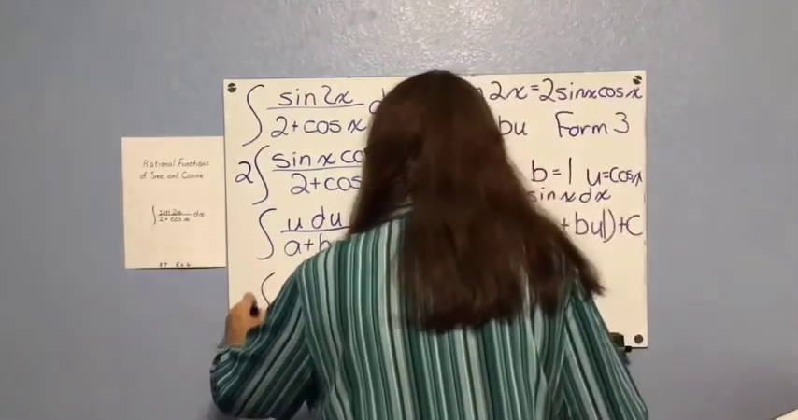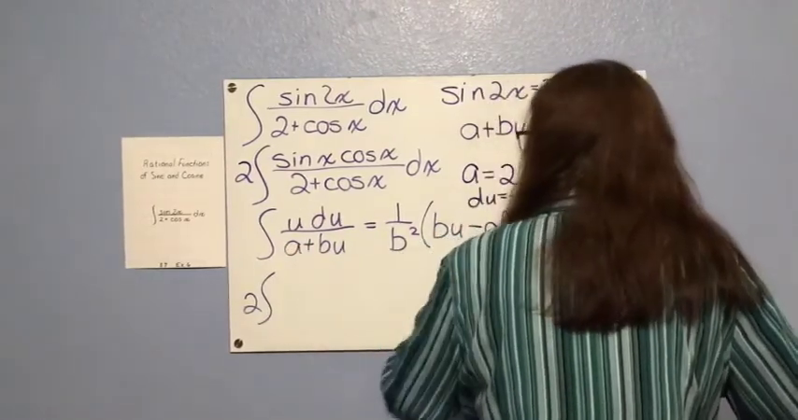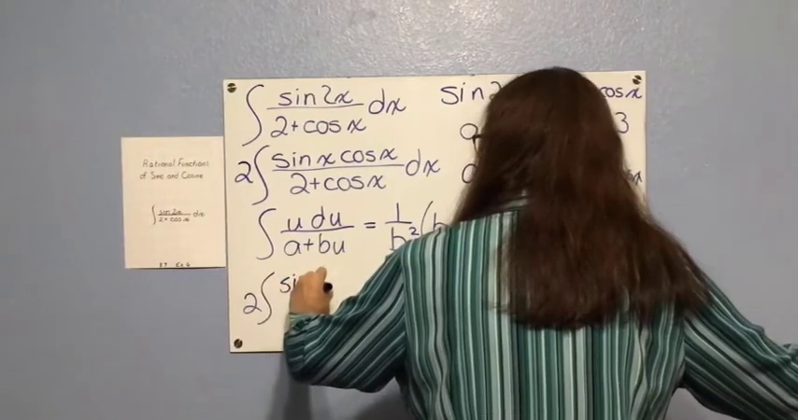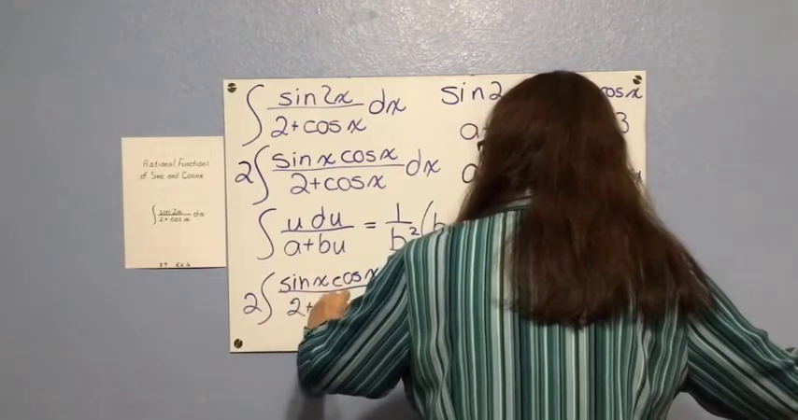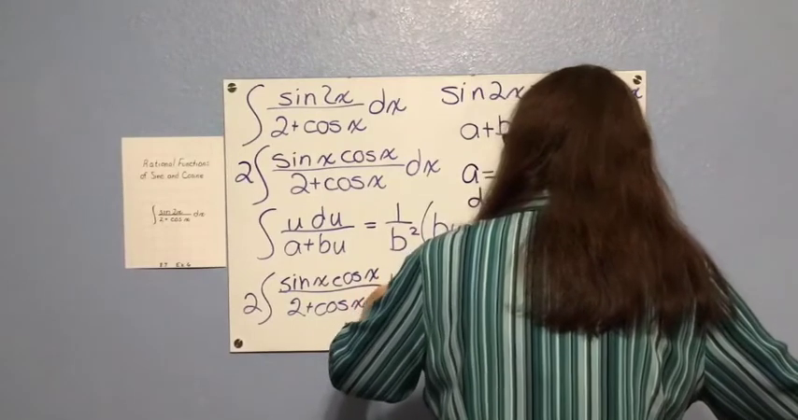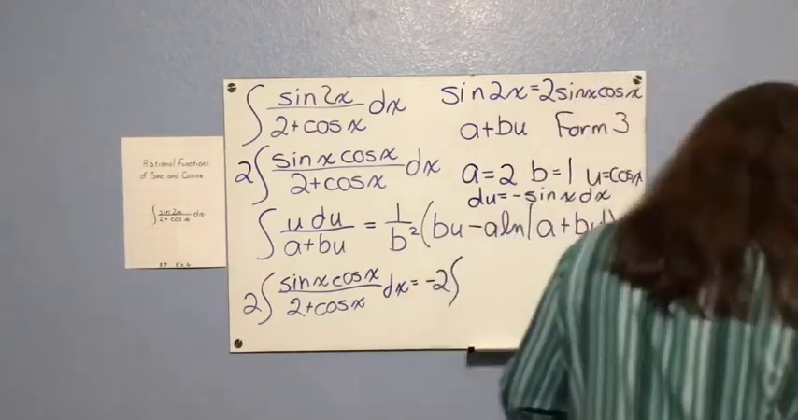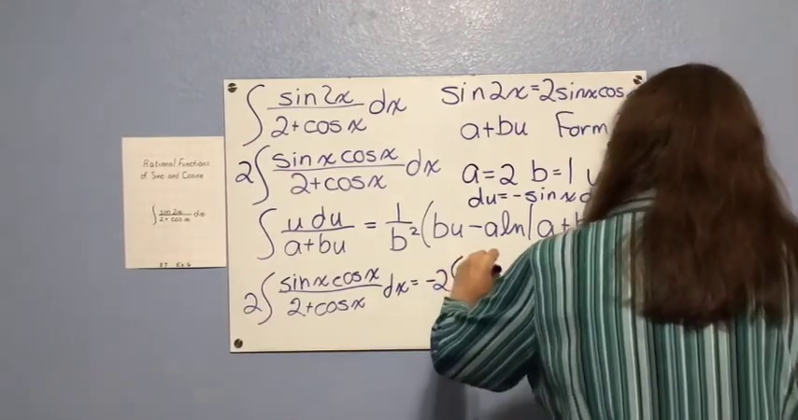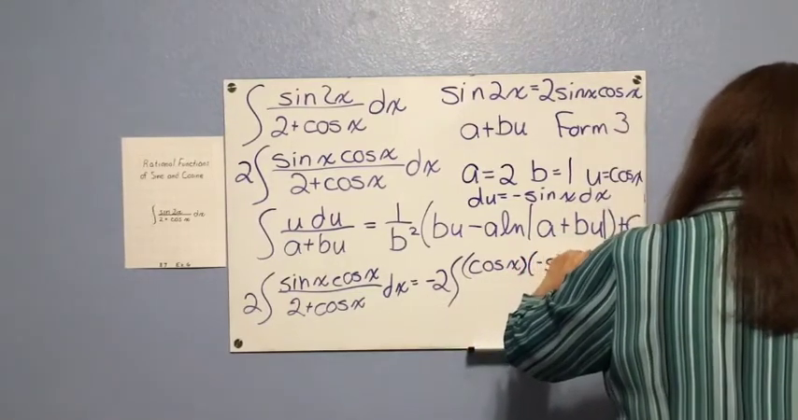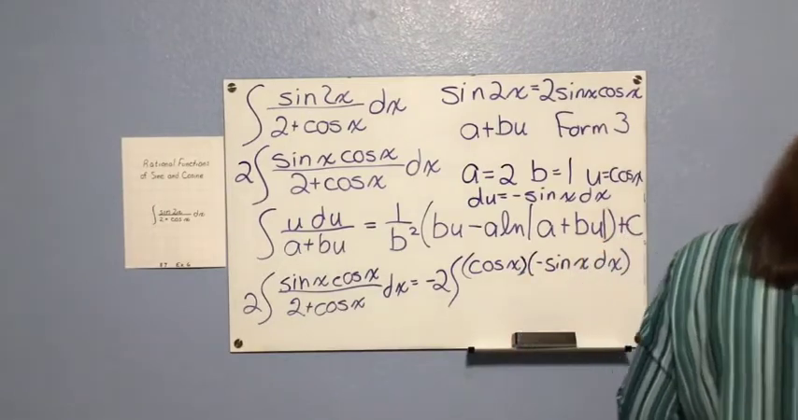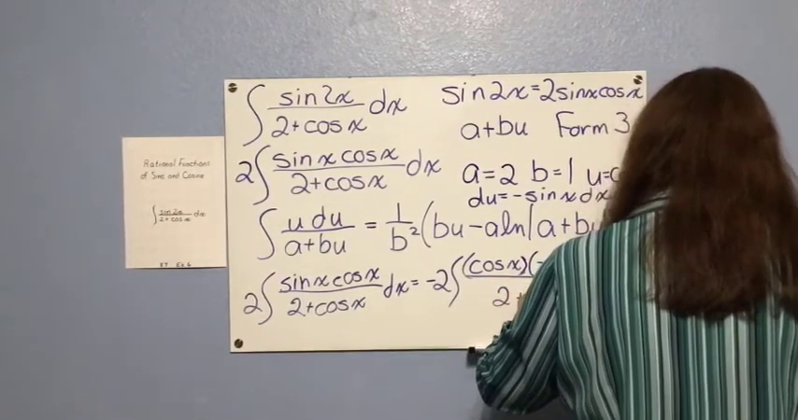So now we have the integral of 2 sine x cosine x over 2 plus cosine x dx is equal to negative 2 times the integral of cosine x times negative sine x dx divided by 2 plus cosine x.